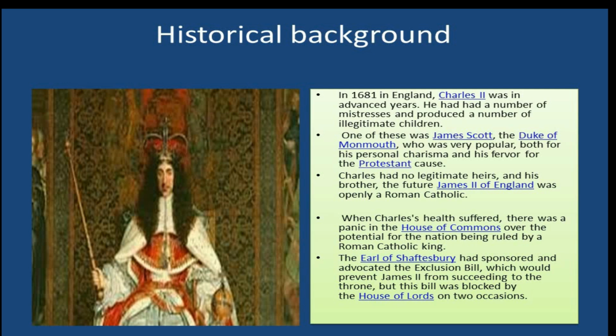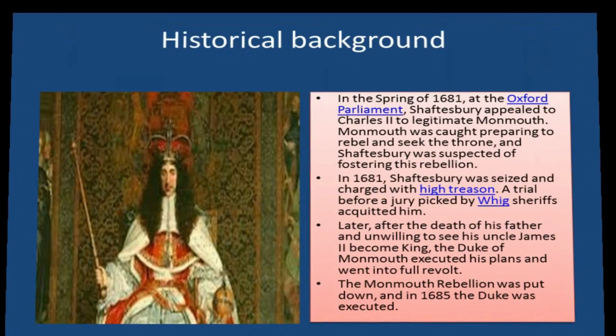So he proposes that James II be prevented from becoming king of England because he was a Catholic, not a Protestant. But this bill was rejected by the House of Lords on two occasions.